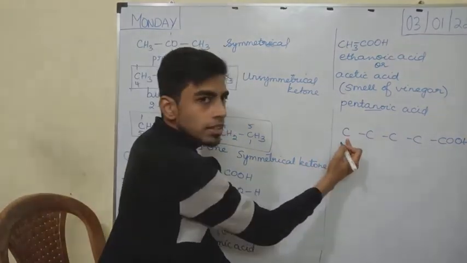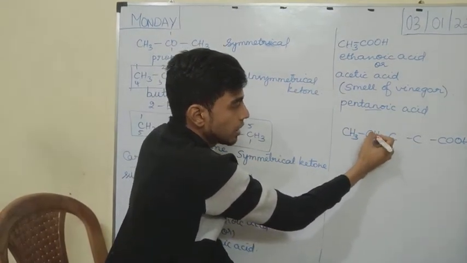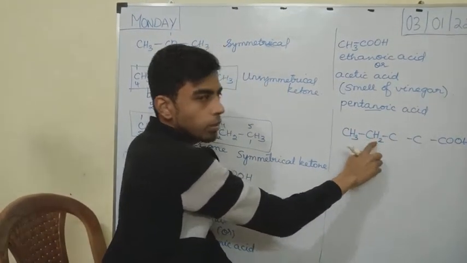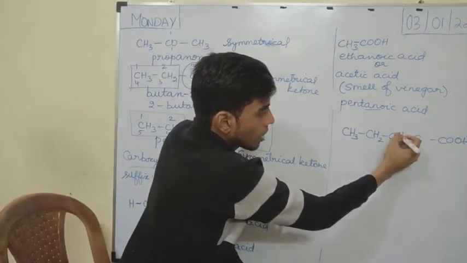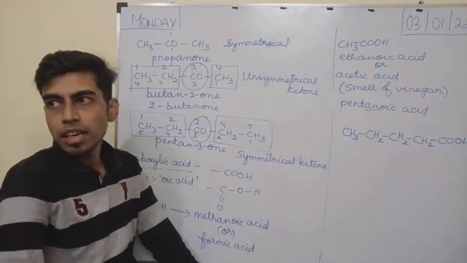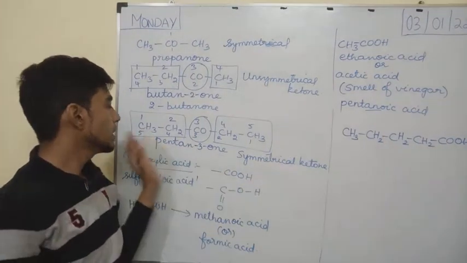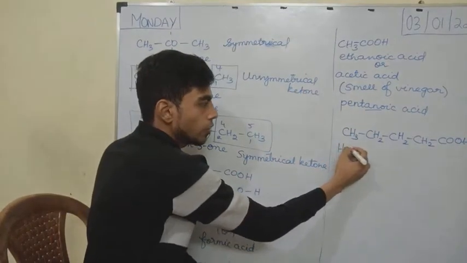Here how many hydrogens will come? Only one bond is there, so 3 hydrogens. Here 2 bonds are there, so remaining 2 hydrogens. Here also 2 hydrogens, here also 2 hydrogens. Understood? For pentanoic acid, we have completed. You can try for hexanoic acid if you want.